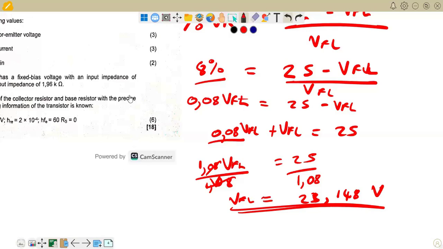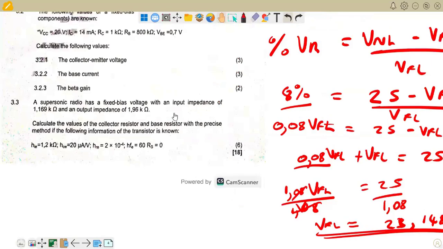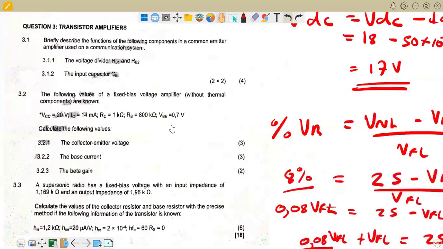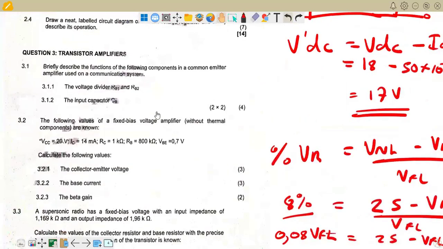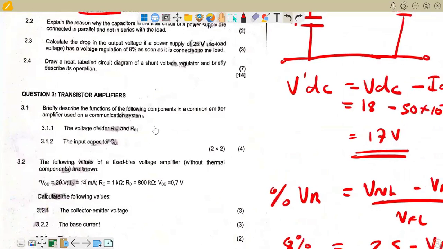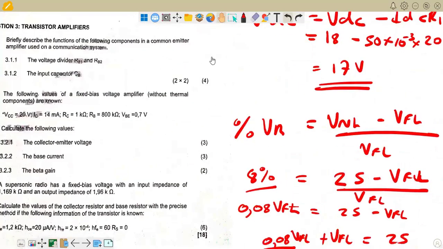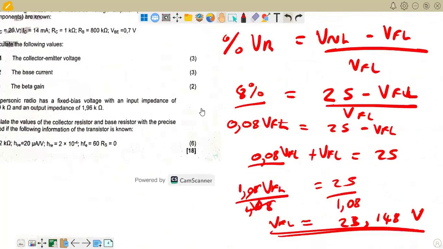Right, so let's quickly go to the next question. The next question here, that's mark 2.4: Draw a neat labeled circuit diagram of a shunt voltage regulator and briefly describe its operation. Right, so we want to quickly draw it. Let me quickly draw it here. Right.